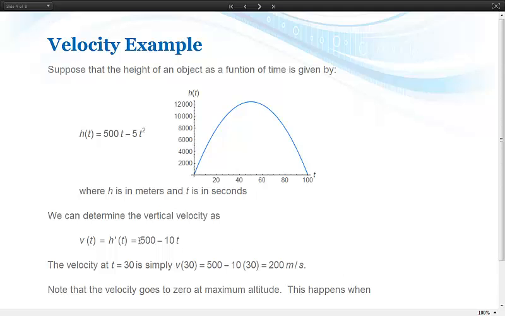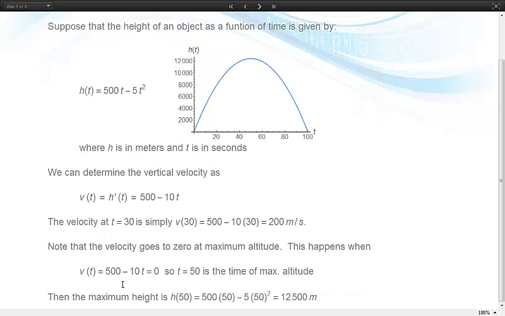Well, that happens when the velocity goes to 0. That is when 500 minus 10t is equal to 0. That's easy to solve for t. t is 50. So t equals 50 is the time when the object reaches maximum altitude. And it makes sense. There's the 50 on the time scale, so the maximum altitude is reached there.